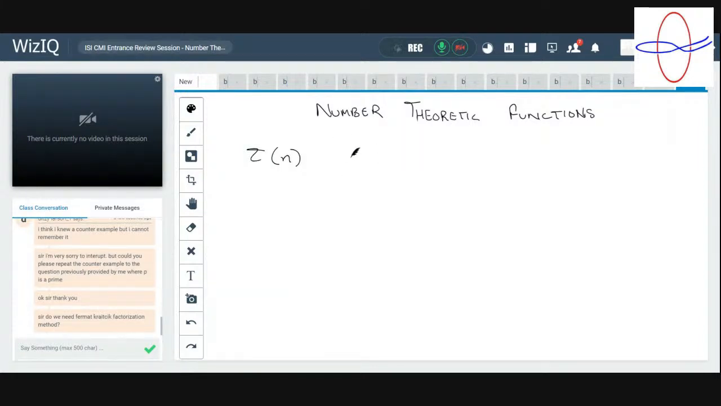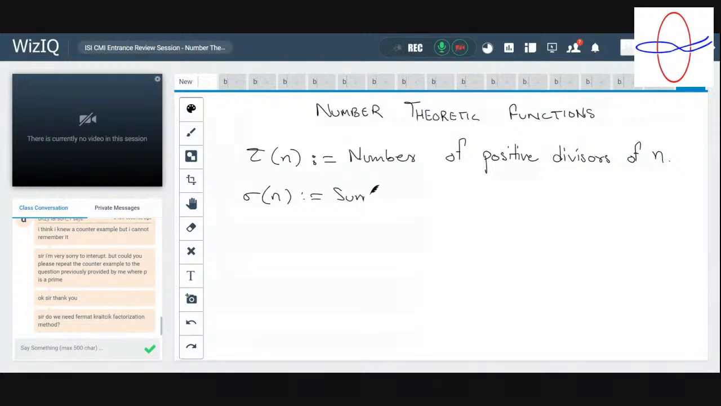Okay, so tau of n will denote the number of positive divisors of n, and sigma of n will denote the sum of positive divisors of n. We'll later look at phi. Let's come to that.